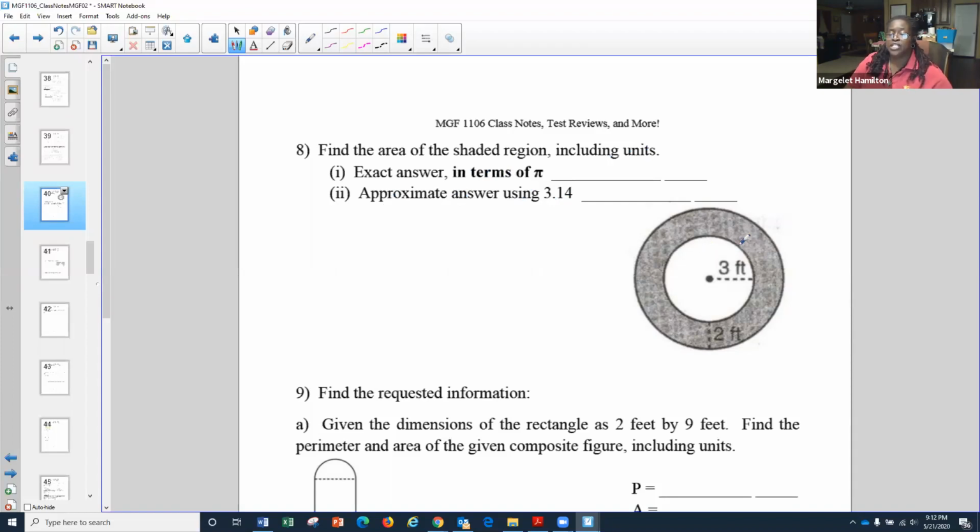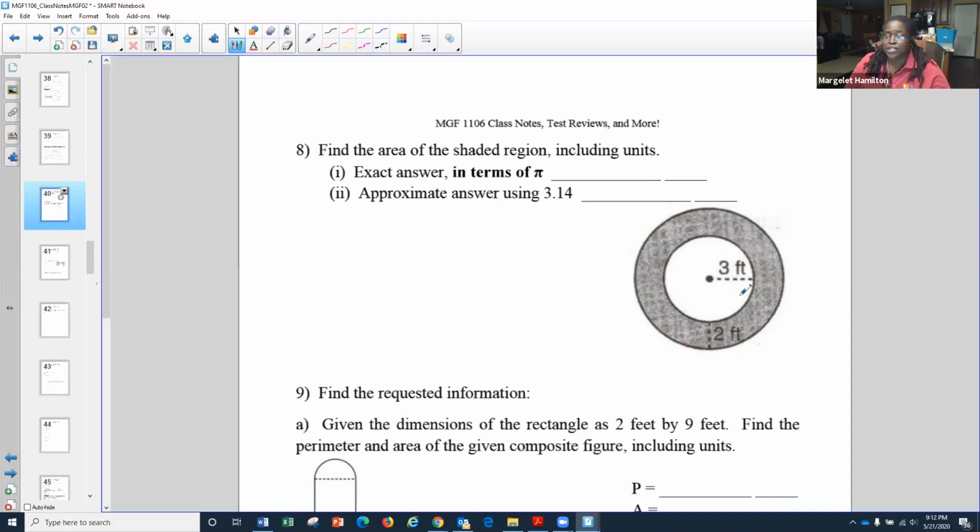Here they're giving us a circle. So we have a big circle and a smaller circle. It's almost like a picture or piece of paper that's circular, and then somebody cut out a smaller circle from the inside. Okay? They want us to find the area of the shaded region of the circle. So this part right up in there.